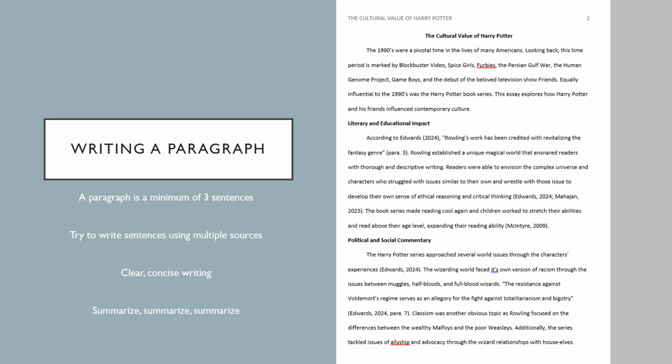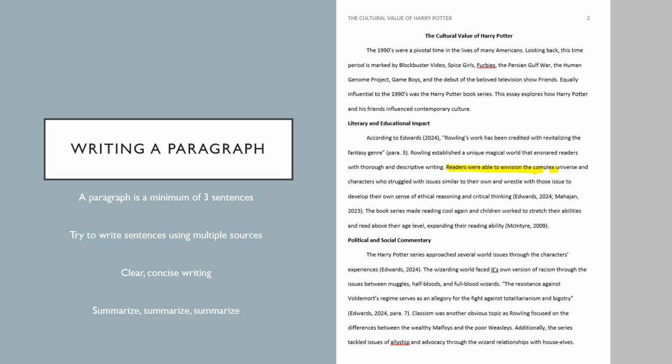And when you're writing your sentences, you need to do as best as you can to use multiple sources. This is really just affirming that more than one person said this, because we all know that just because one person says something doesn't mean it's true. So whenever possible, you want to use multiple sources. So here's an example in the paper I wrote.